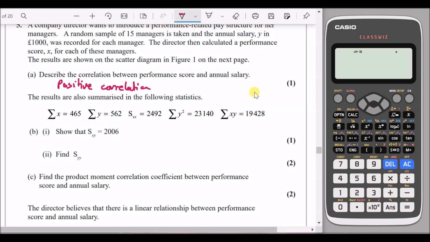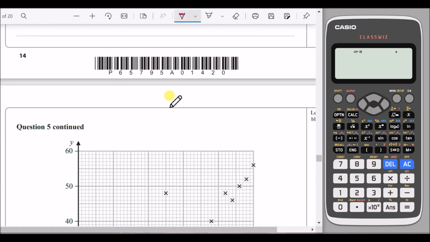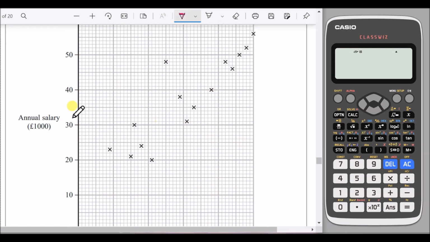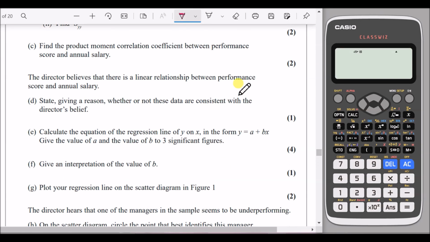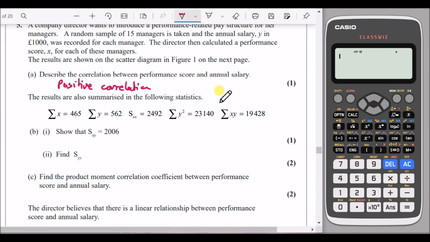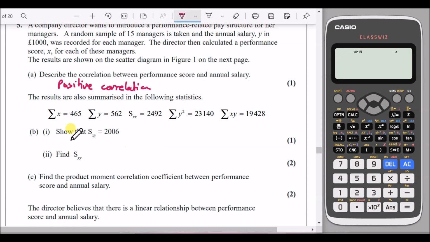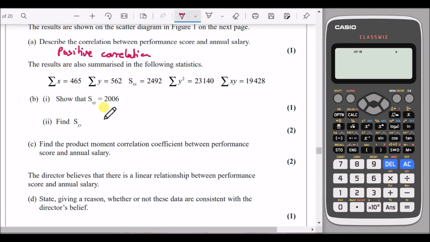Okay, if you want to describe it carefully, you can say as the performance score increases, so does the salary. Okay, so something simple like that. It's only 1 mark. Now, next part would be this. Let's have a look. So the results are also summarized in the following statistics. So they give us the summed up values, the sum of X, sum of Y, and so on. SXX and the rest. Show that SXY equals 2006.